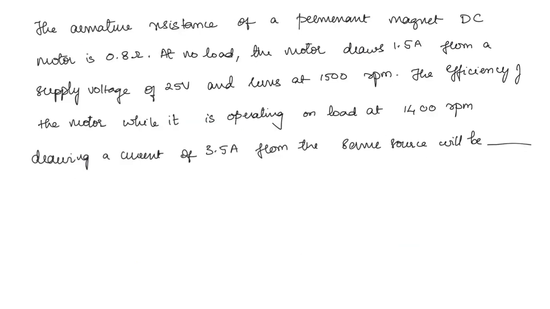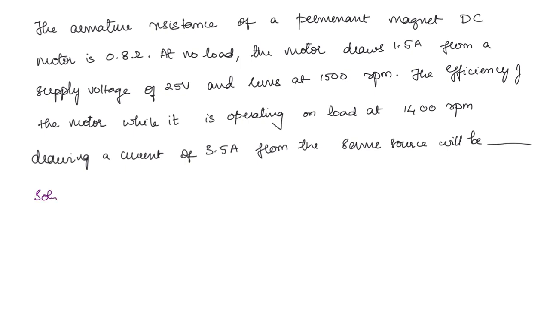The next question we have: the armature resistance of a permanent magnet DC motor is 0.8 ohms. At no load, the motor draws 1.5 ampere from a supply voltage of 25 volt and runs at 1500 rpm. The efficiency of the motor while it is operating on load at 1400 rpm, drawing a current of 3.5 amperes from the same source, will be.